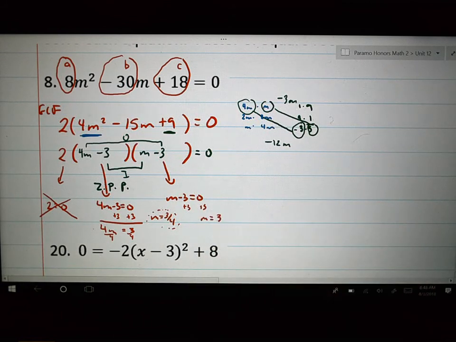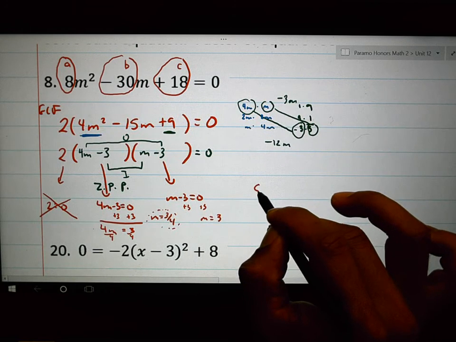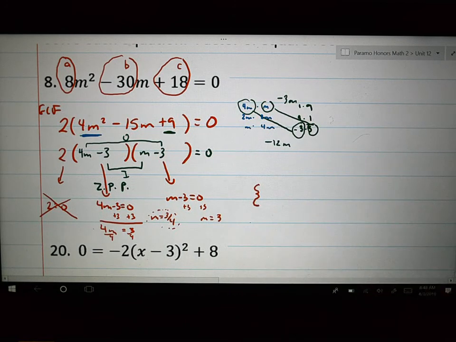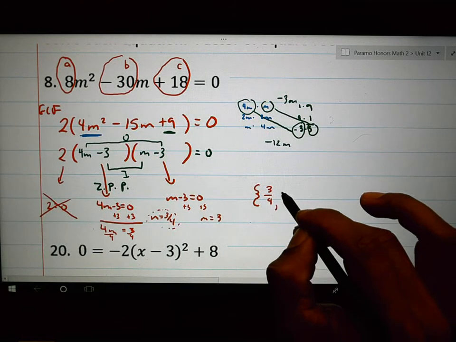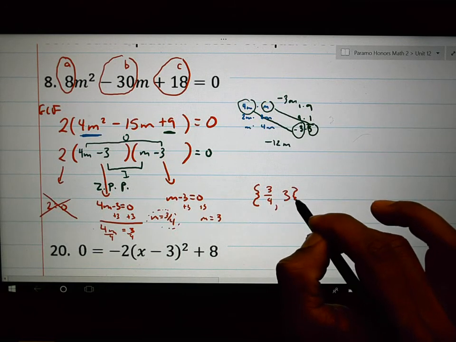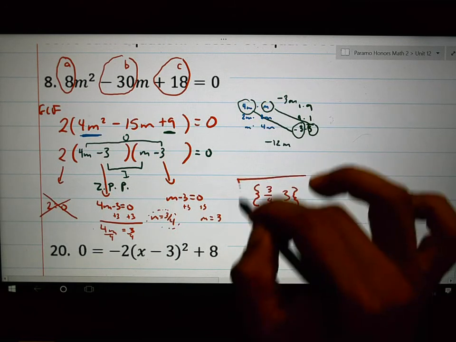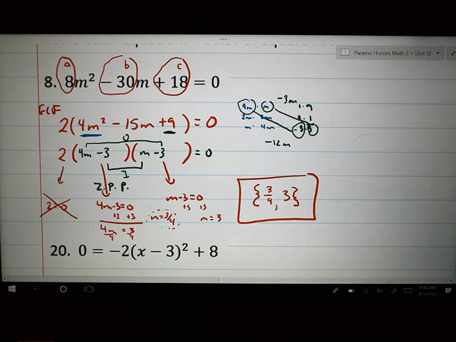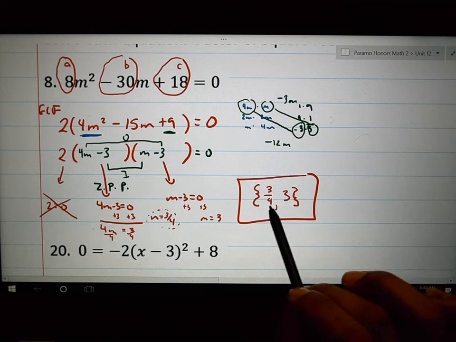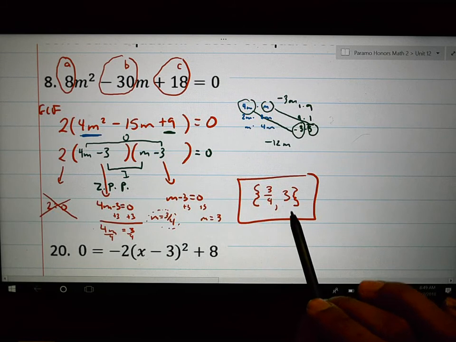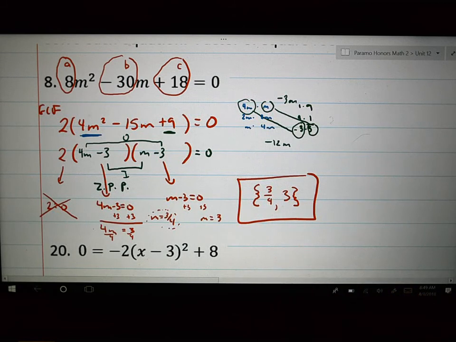And what I want you to get used to, because they do this on the SATs and on the SBAC, they put these in order in a solution set bracket from least to greatest. My two solutions are 3/4 and 3. A solution set bracket means my solution is either 3/4 or it's 3 or it's both. That's what that means. The solution is in here somewhere.